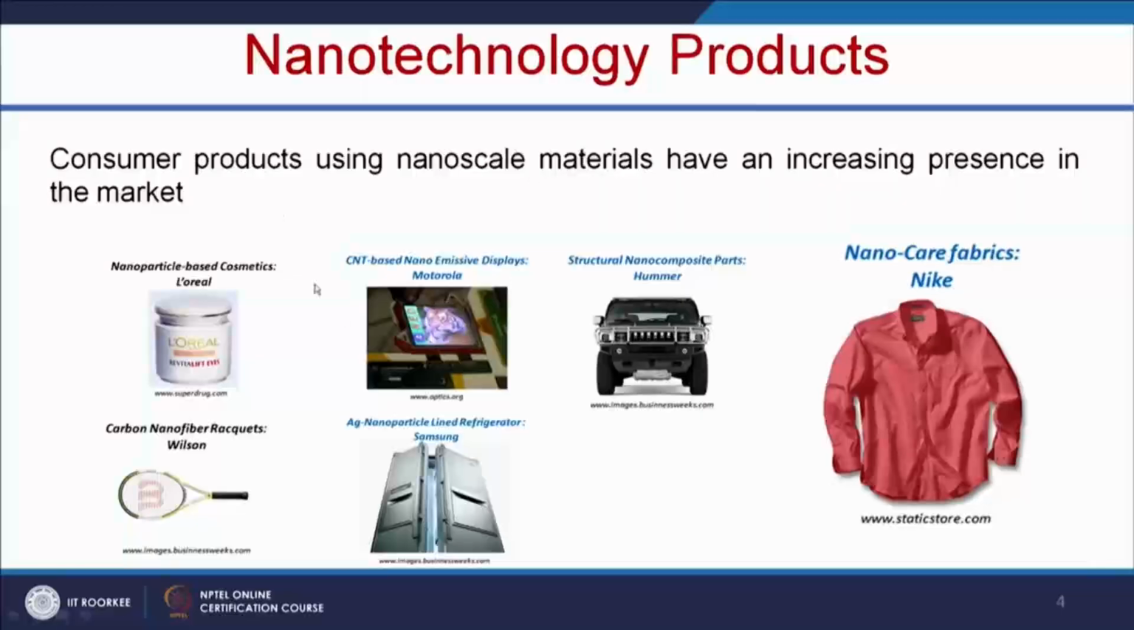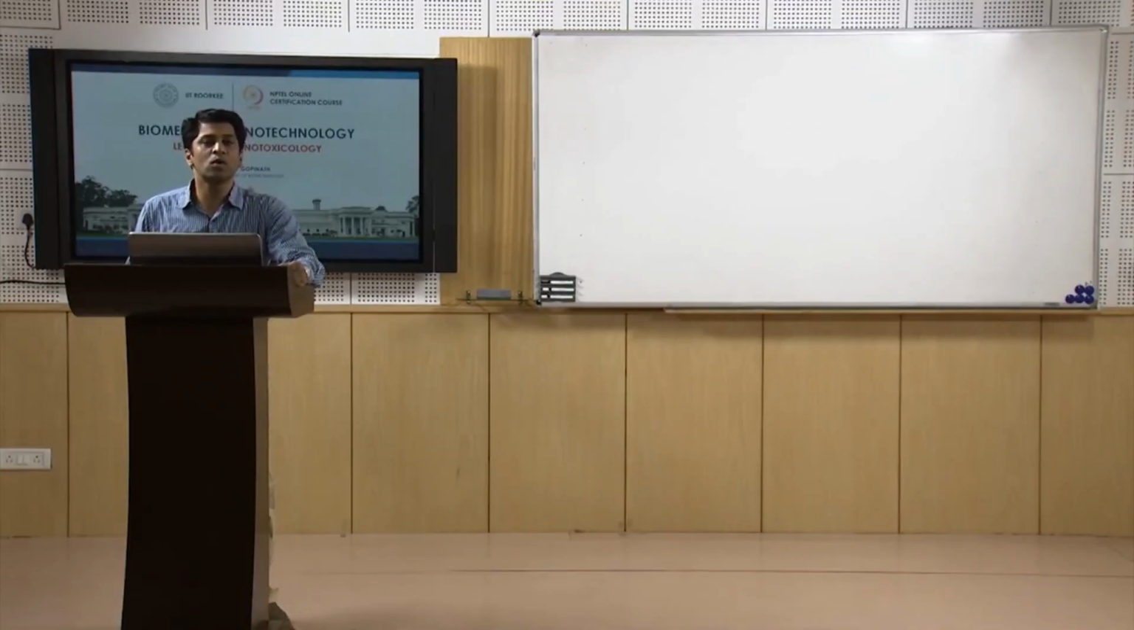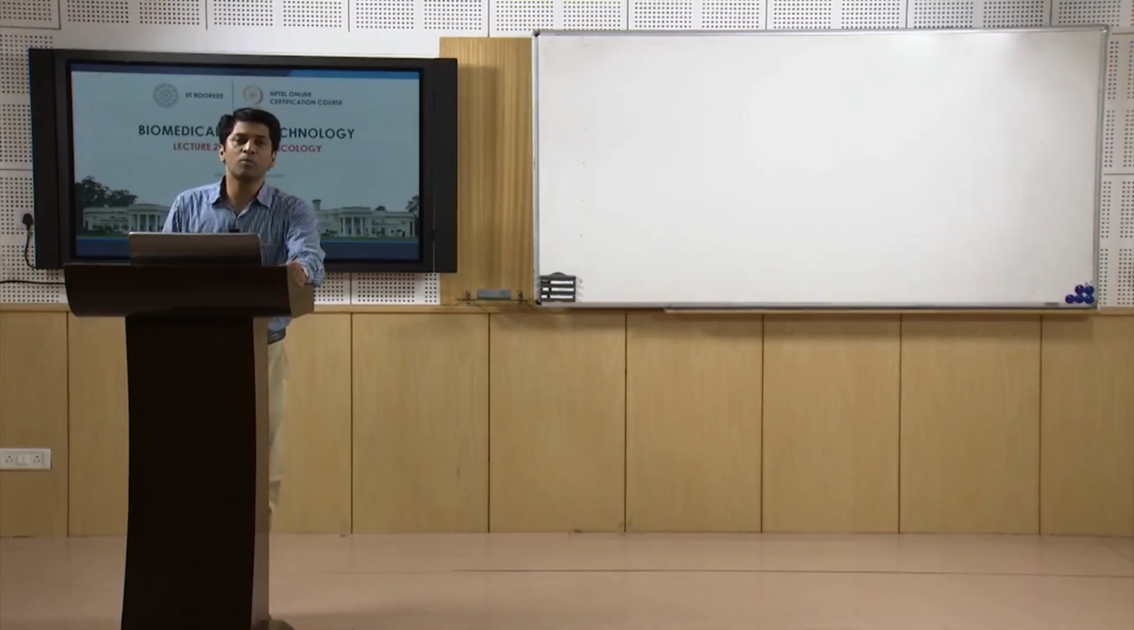So why do we have to study nanotoxicology? You can see here these are the various consumer products where they are using these nanoscale materials. For example, L'Oreal is using nanoparticle based cosmetics, and Motorola is using CNT based nano emissive displays, and also we have nano care fabric shirts and carbon nanofiber rackets. Also in India we have several washing machines coated with silver nanoparticles, and nowadays in TV advertisements we are seeing that some soaps are using silver nanoparticles.